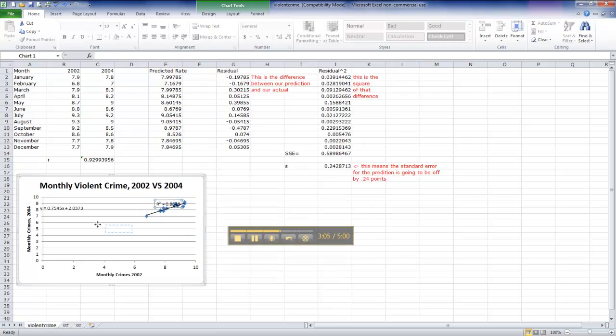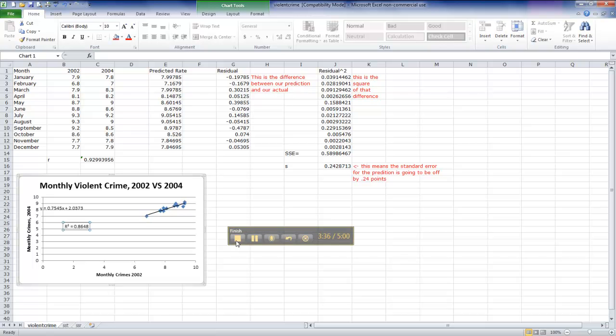So this is saying that about 86% of the monthly crimes in 2004 are directly related to the monthly crimes in 2002. Okay, but there are other factors involved, about 14% other factors involved in the crime rate of 2004. Okay, so hopefully that will help you along, and go me for doing it in under 4 videos.